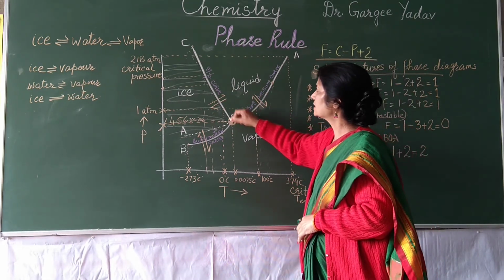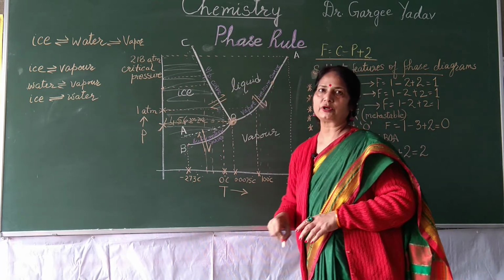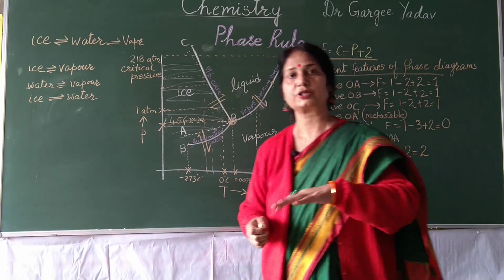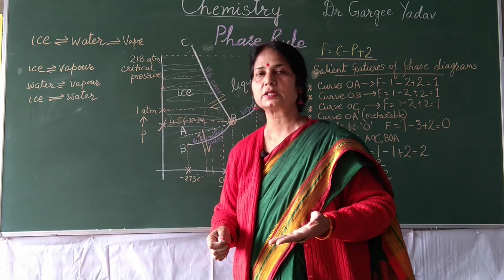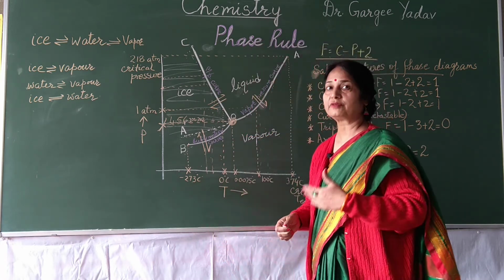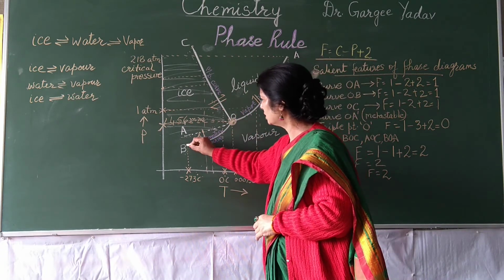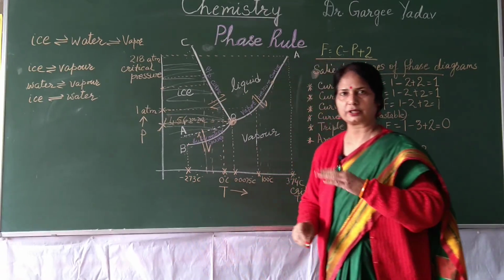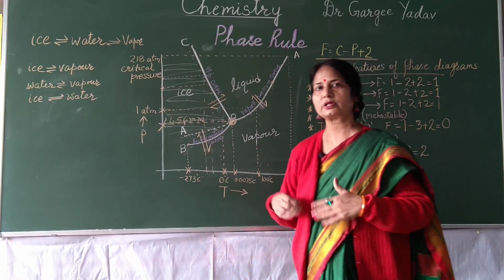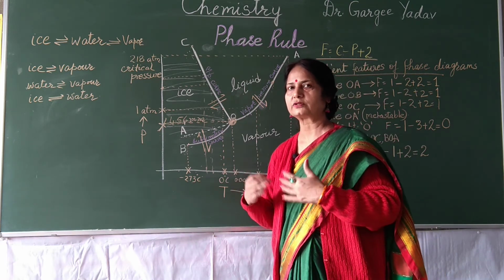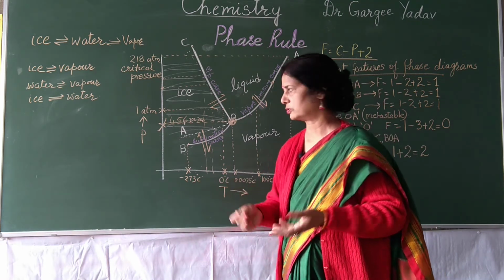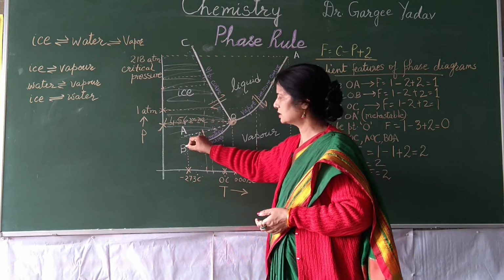And this is the curve OC, the melting point curve, and it shows the effect of pressure and temperature on the melting of ice, or fusion of ice, or the freezing point of water. And this is the sublimation curve, and it shows the effect of pressure and temperature on the sublimation of ice to vapor. Ice changes to vapor, that is the sublimation process. So this is the sublimation curve.